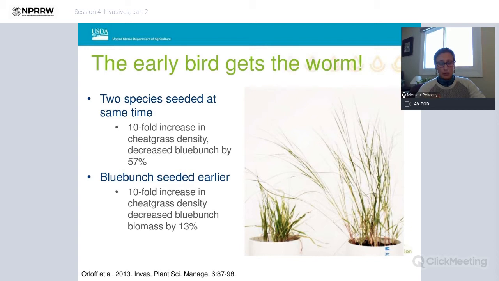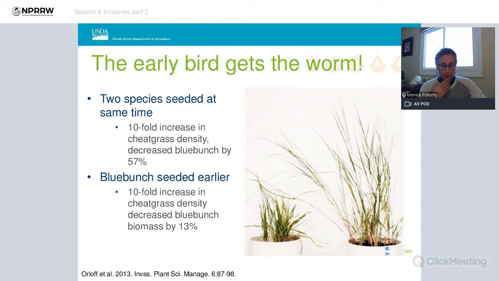And what we found was that when they were seeded at the same time, the cheatgrass had a 10-fold increase in density, and that decreased bluebunch wheatgrass biomass by 57%. But if we seeded the bluebunch earlier, we still saw a 10-fold increase in the cheatgrass density, but the decrease in bluebunch wheatgrass's biomass was only 13%. So the larger bluebunch wheatgrass was able to avoid suppression a little bit more effectively from the cheatgrass.